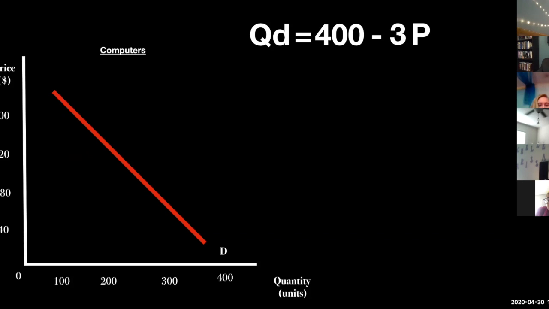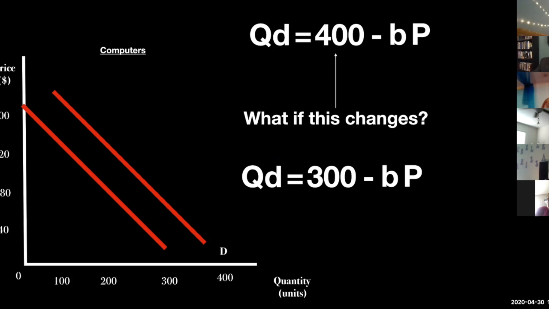That's what would happen. It's a parallel shift. The steepness does not change because the B term does not change. Therefore, it's a parallel shift, in this case to the left, because we went from 400 down to 300. So 400 was where it was crossing the quantity demanded axis when the price was 0. Now the quantity demanded when the price is 0 is 300, and so therefore it's a leftward shift of that demand curve. If the A term went from 400 to 500, obviously it would shift the other direction.